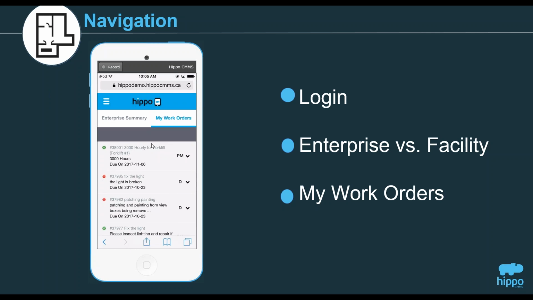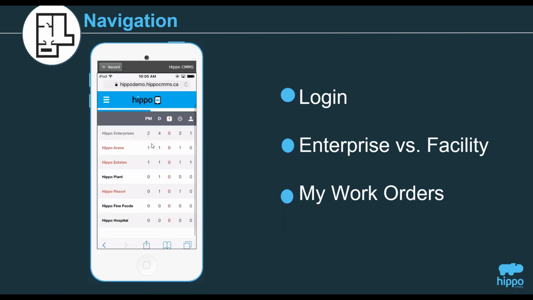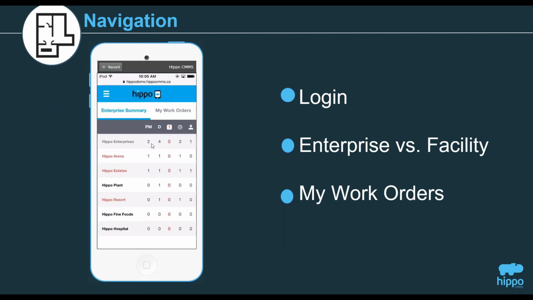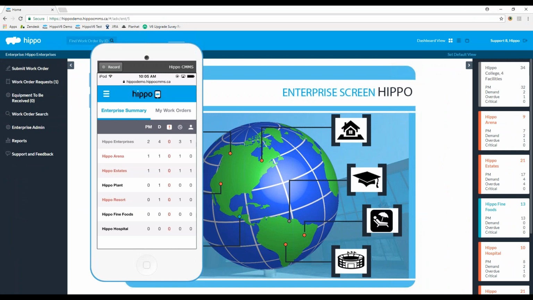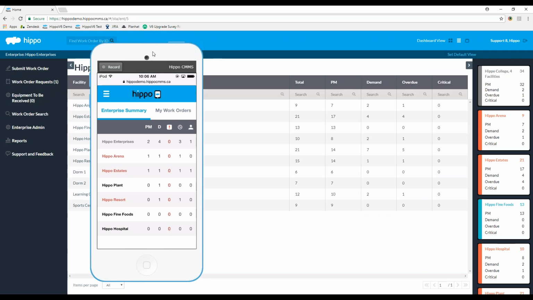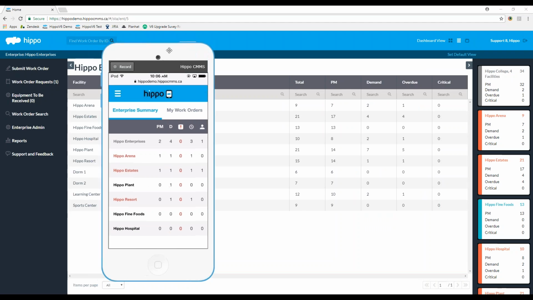Now, going back to the enterprise summary, you'll notice here that I am viewing all the work orders in my facility. If I were to pull up my desktop, there is some discrepancy here. This is my desktop. For some of you using the Hippo Plus package, you'll see your custom GUI. I will switch over to the standard dashboard. This would be more familiar.